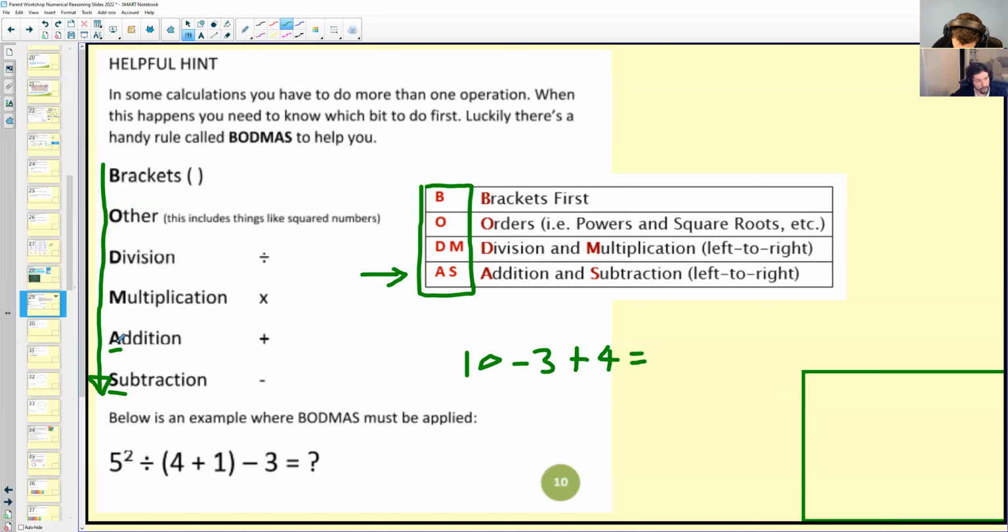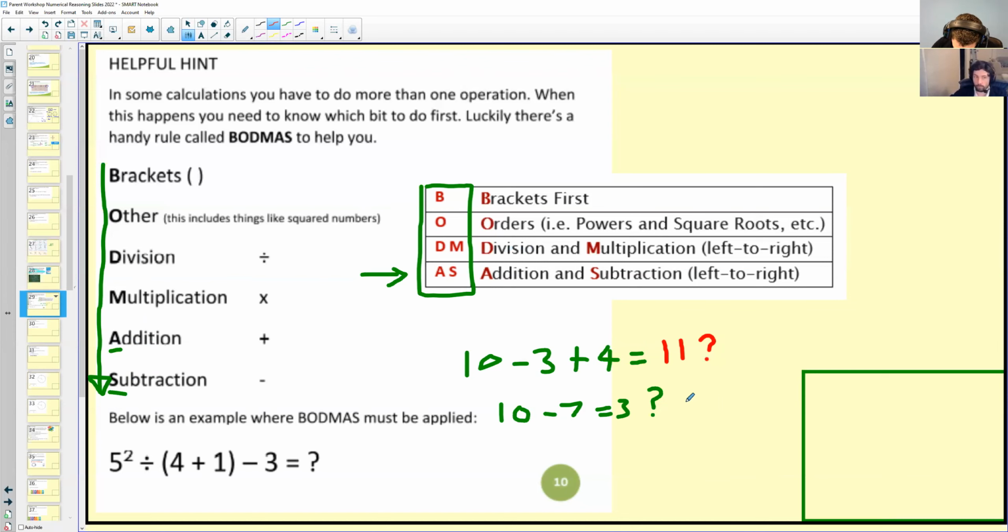If we are just following addition first, then subtraction, this would become 10 minus 7, because we're adding the 3 and 4 together, which gets us to 3. So that's one possible answer. Or are we doing 10 minus 3, which is 7, then add 4, which is 11? So which of these answers is correct?